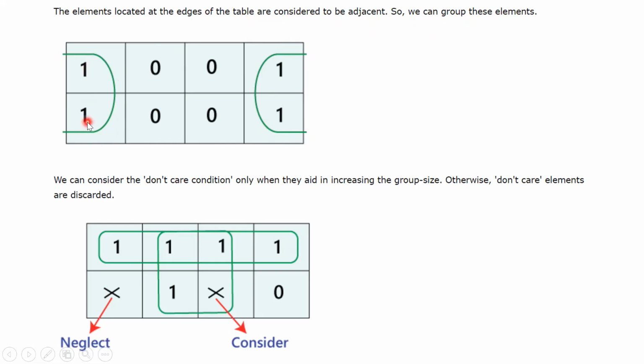1 1 is at this side and 1 1 is at the other side. So if you have some entry at the adjacent edges of the table, for all 4 ones, they form one particular group. So this is also one way of grouping.